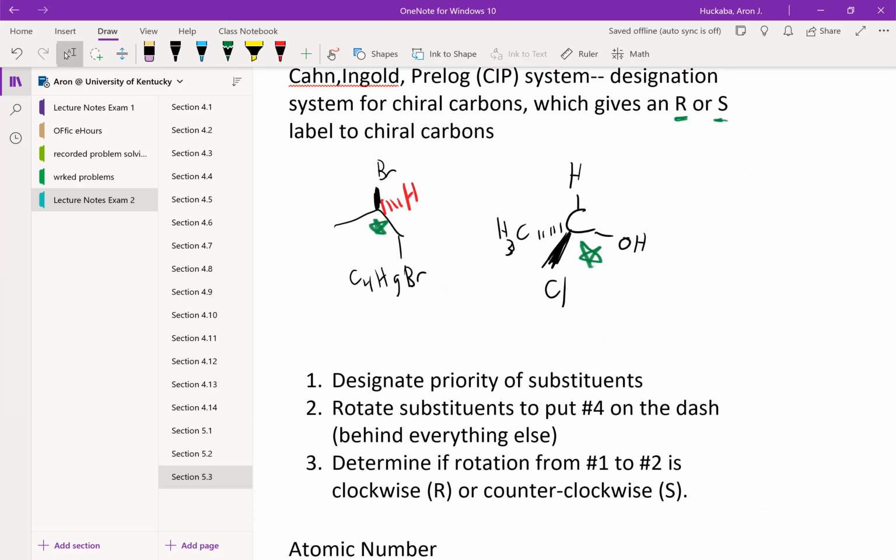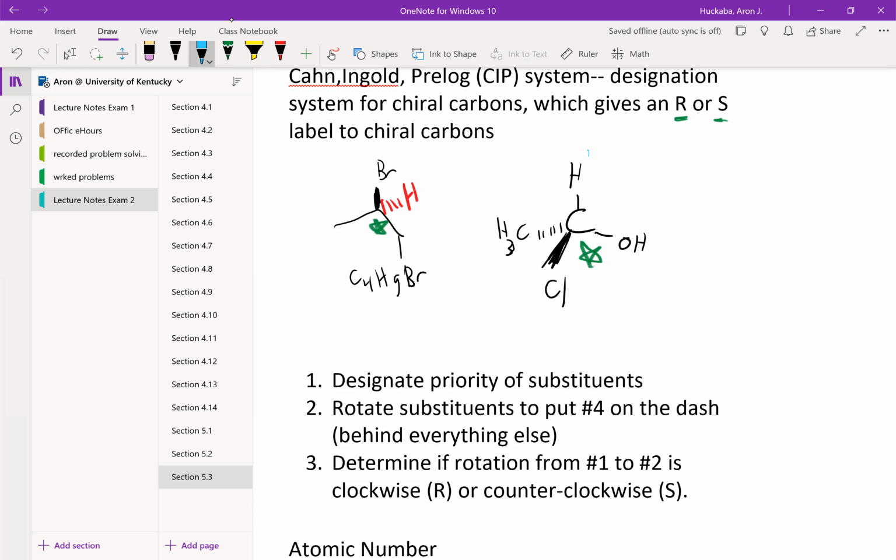Okay. Second, we're going to follow a series of steps here. The first step says to designate the priority of substituents. Priority means, in this case, what is the atomic number of the atoms you're dealing with. So what you need to do is figure out which atom has the highest atomic number of the substituents. Hydrogen has an atomic number of 1, right? Carbon has an atomic number of 4. No, it's 6. I always forget what carbon's atomic number is.